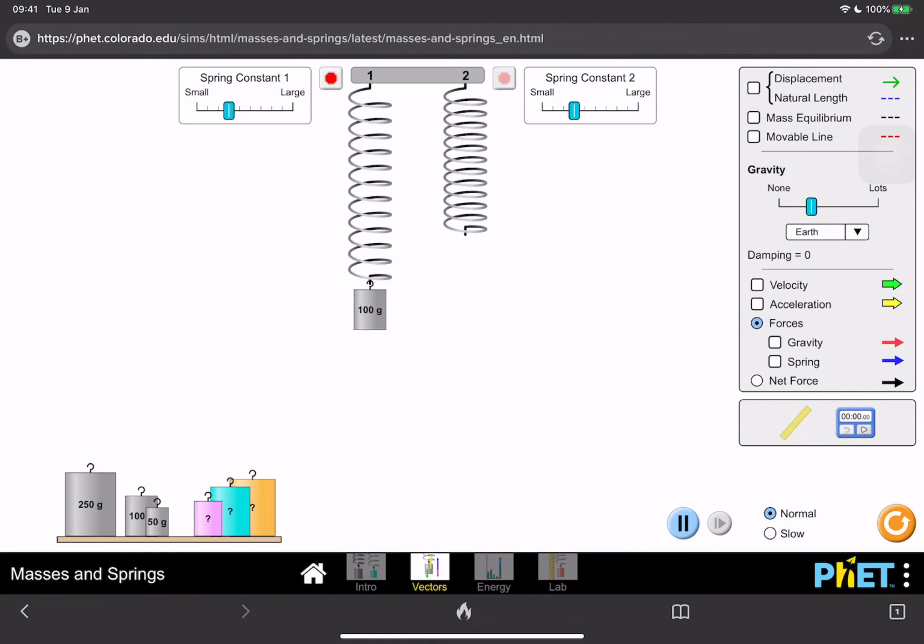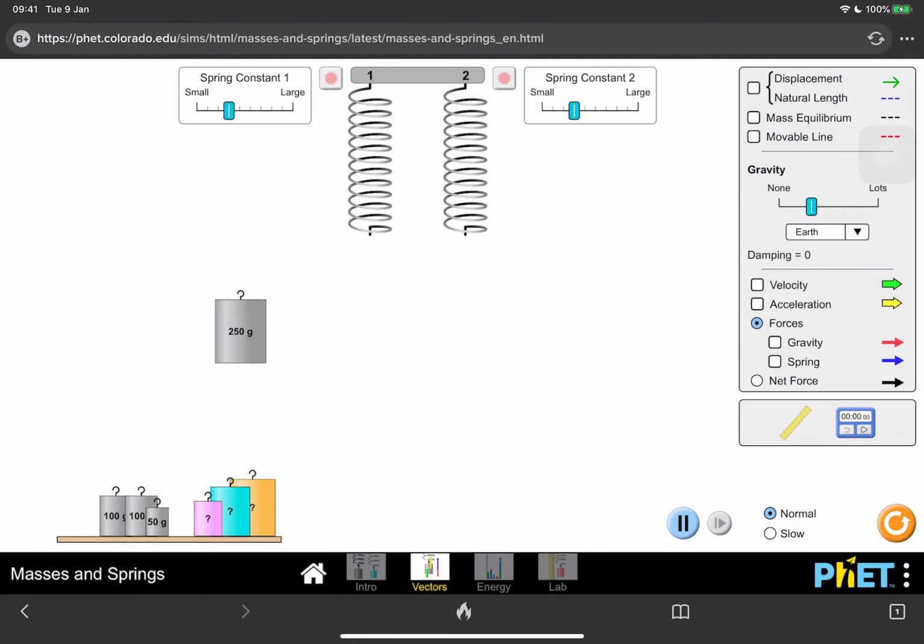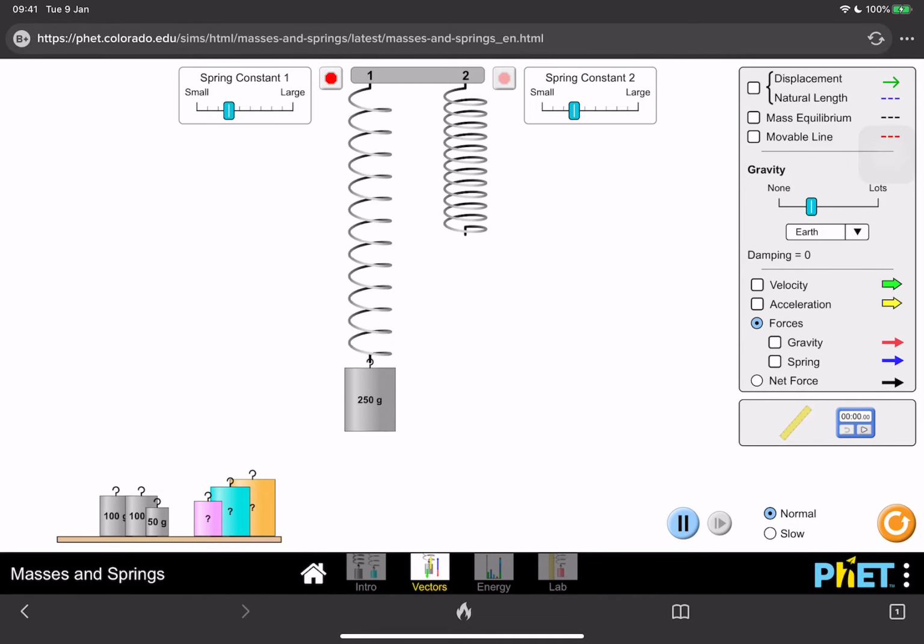How fast it's oscillating depends on a few things. In this case, it depends on how heavy the mass I put in. So this one is 100 grams. It's going to oscillate faster if I put in less mass. Okay. It's going to oscillate slower if I put in a larger mass.